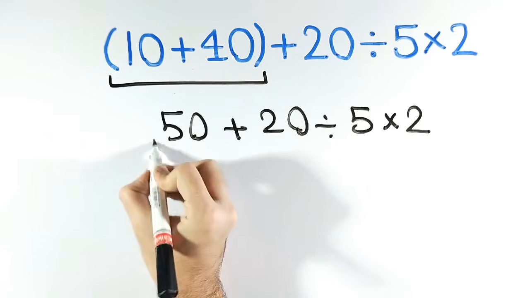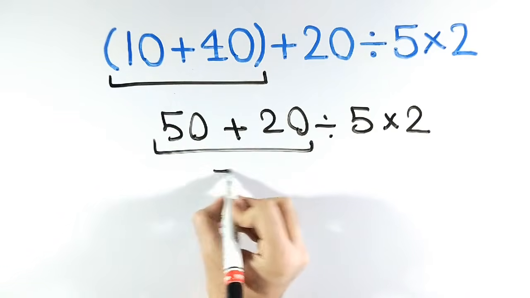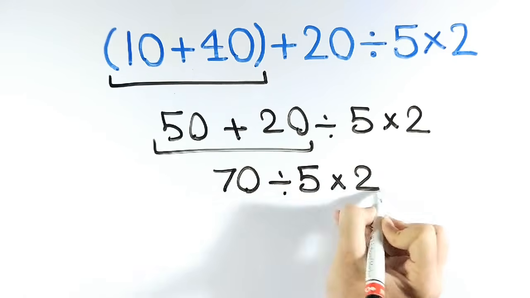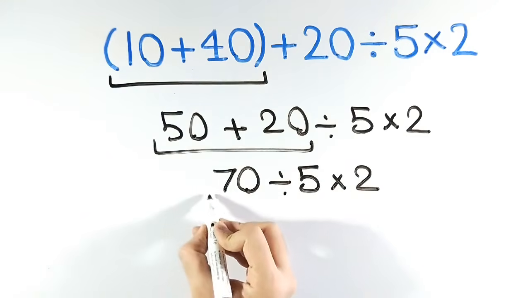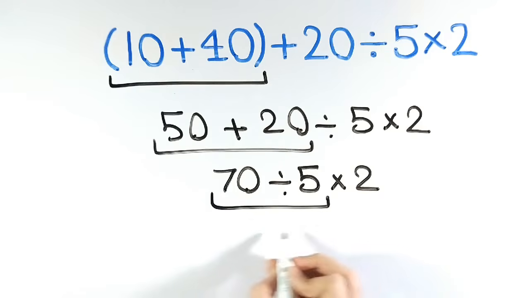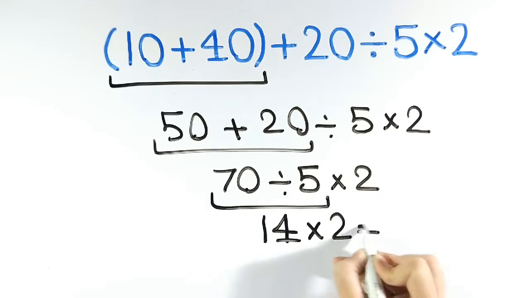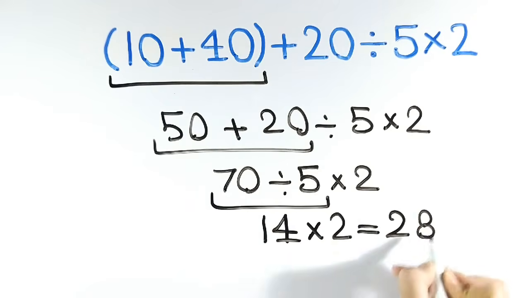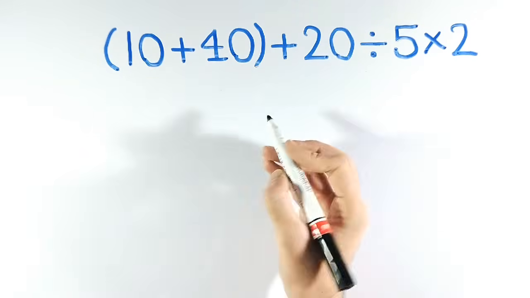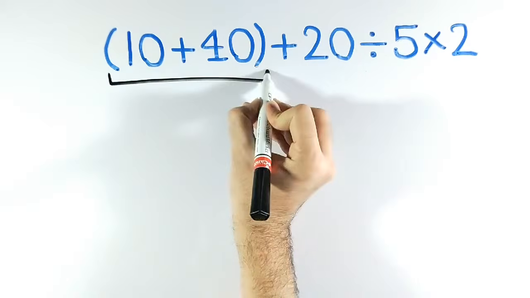And the next step, they go for the addition between 50 and 20 and write this expression as 70 divided by 5 multiplied by 2. And the final step, they go for the division between 70 and 5. And instead of this expression, they write 14 times 2, which finally gives them the answer 28. But that's definitely wrong.